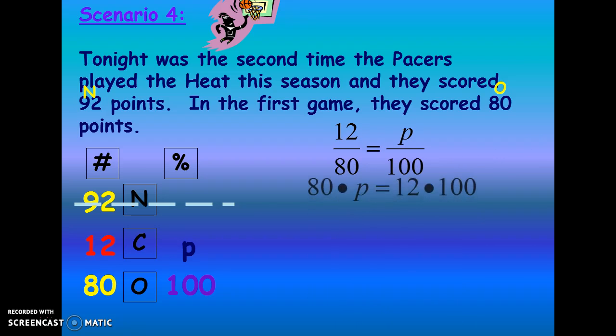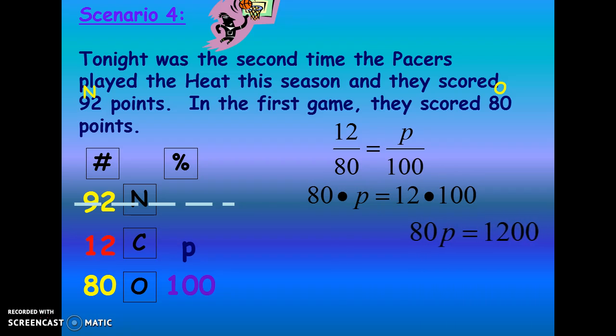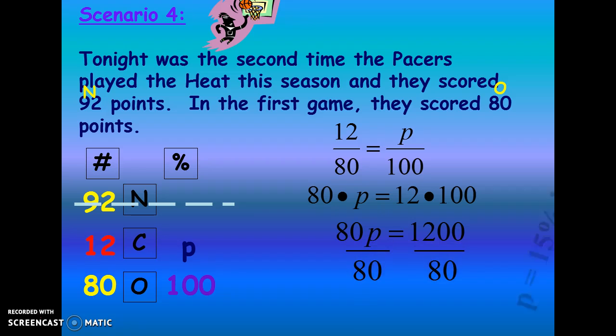We use cross products to solve. 80 times P is 80P, and 12 times 100 is 1,200. We're going to use inverse operations and divide both sides by 80 since that's the number next to the variable, and our answer is a 15% increase.